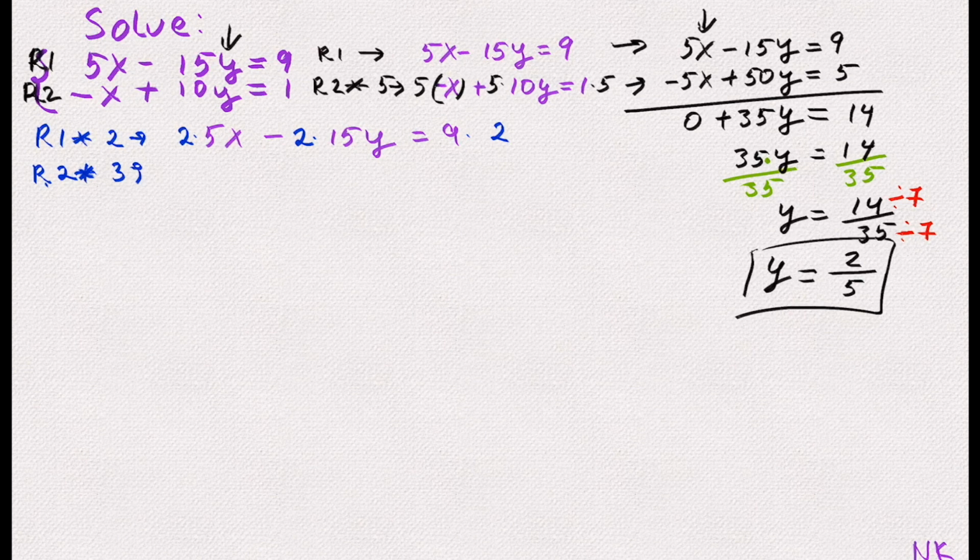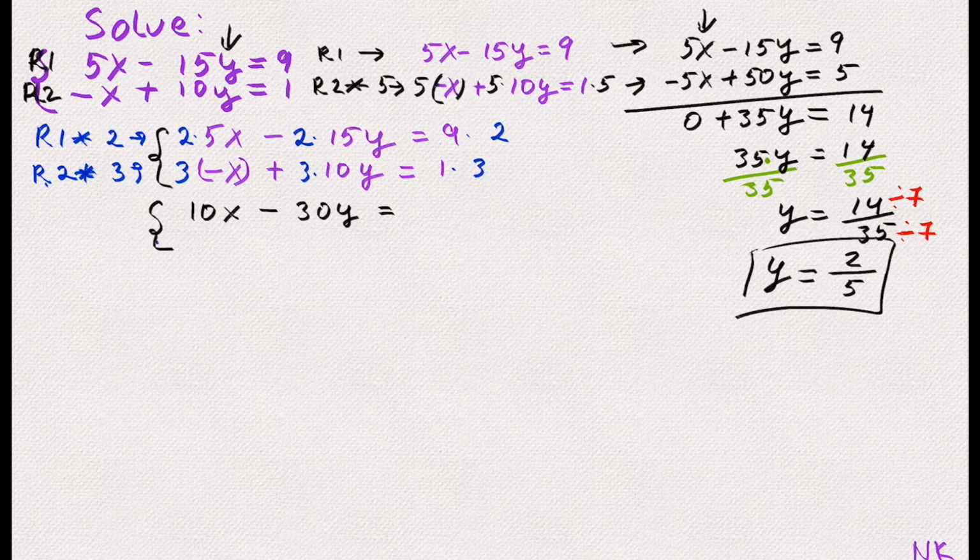10 times 3 gives us a 30. Negative x plus 10y, it was equal to 1. So let's multiply everything by 3. Our new set will be 2 times 5, 10x, minus 2 times 15, 30y, equals 9 times 2, 18 for row 1, and negative x times 3, negative 3x, plus 3 times 10, 30y, equals 1 times 3, 3 for row 2. Once we have additive inverses for y, we can add row 1 and row 2.